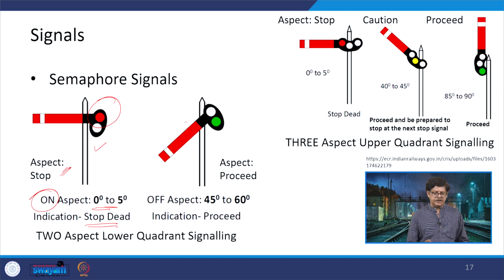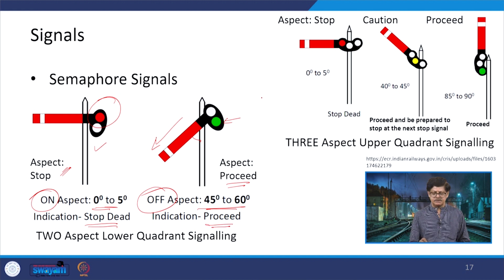The other one is where the arm is going down, and in this case the green light is coming, which says that you can proceed, and the angle at which it is brought down is 45 degrees to 60 degrees. There are two things which we talk about whenever this type of signaling is done. One is defined as aspect, another is indication. Here this aspect is off. The name for this movement is off, and it says that you can proceed.